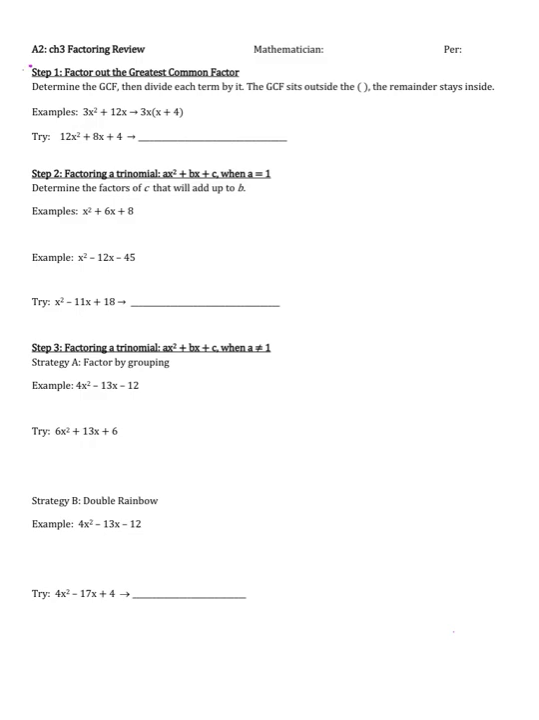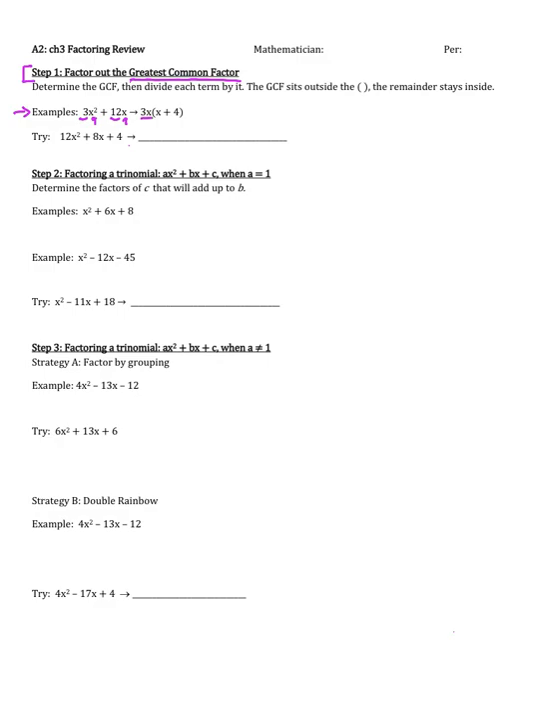So this first section is about the greatest common factor. So you're looking for a number or a variable that is common to every term. So in this first example, we have 3x squared plus 12x. So I notice that 3 goes into both 12 and 3, and each term has an x.